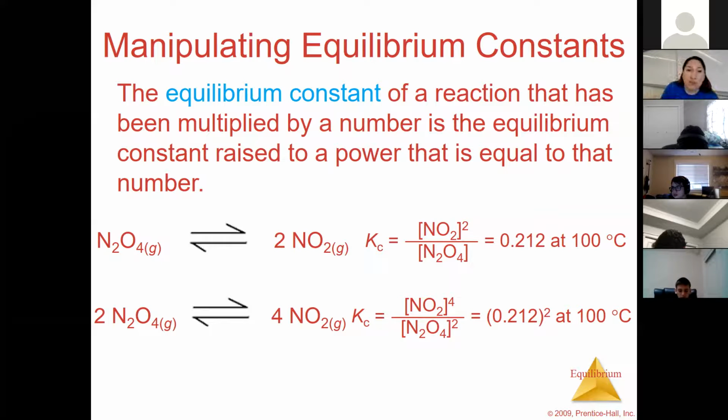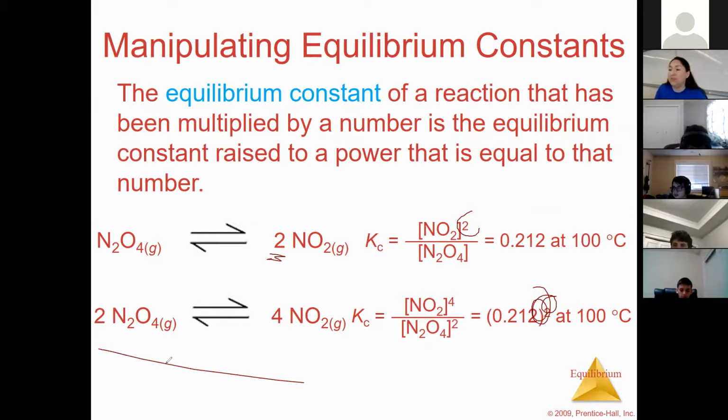And if you multiply something by 2, instead of multiplying the K by 2, you raise it to the power. So for this one, we raise this to the power of 2. Okay, we need to multiply everything by 2 to get things to cancel. So this is now raised to the power of 2. And you'll see that in your book on sample problem 15.5. When you get to that section, you'll be working on these slides.